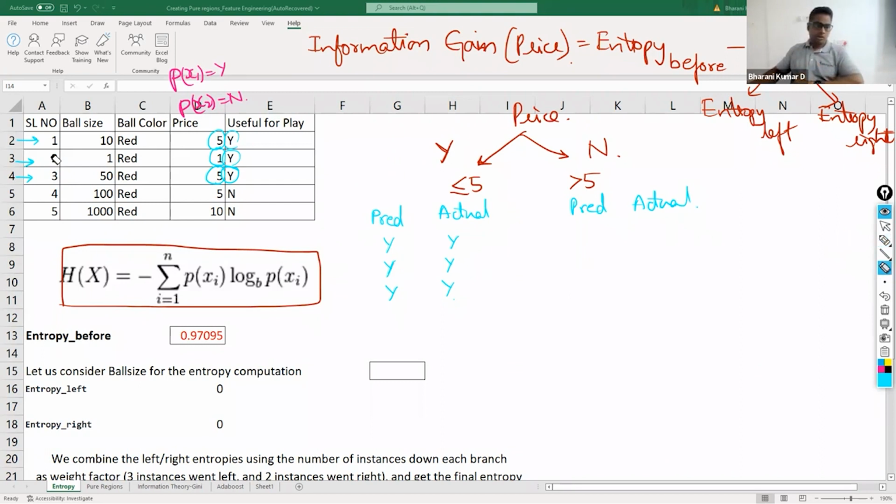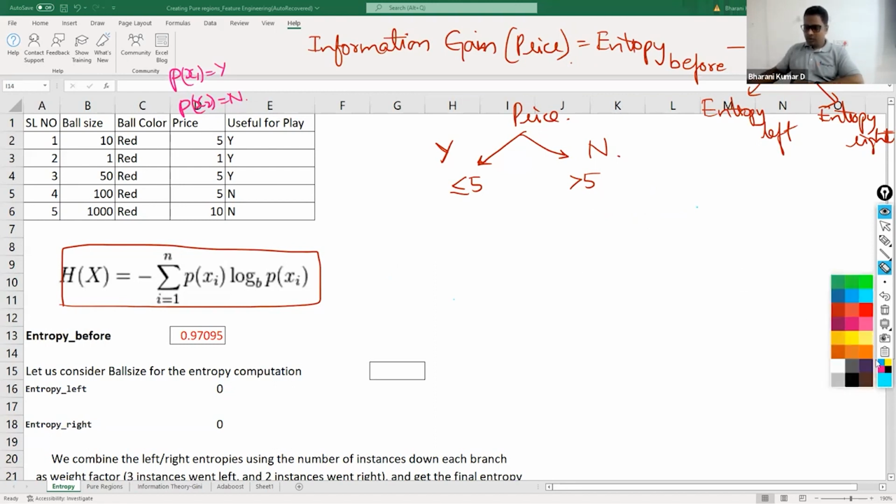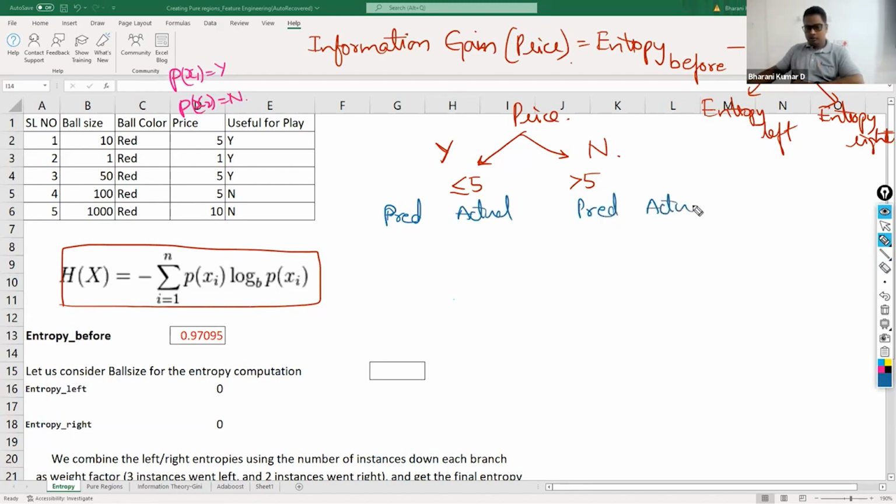Okay, let me redo this part since it wasn't recorded. So I'm going to calculate and then you figure out whether you have done it correctly or not. First of all, you get the predicted values and actual values. Here also you'll have the predicted values and actual values. Let's go to the first row.